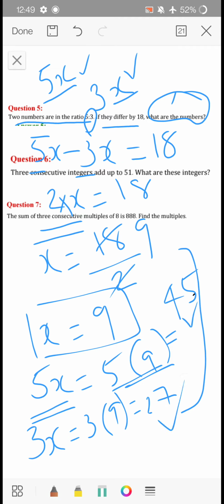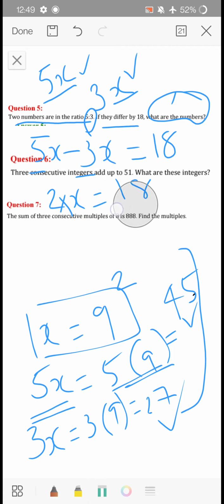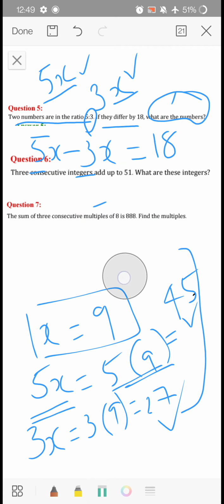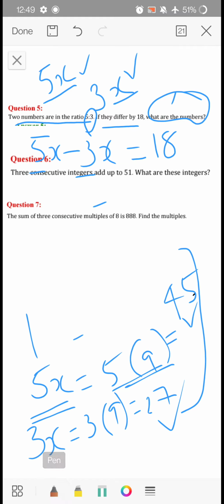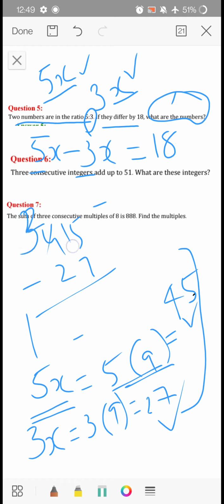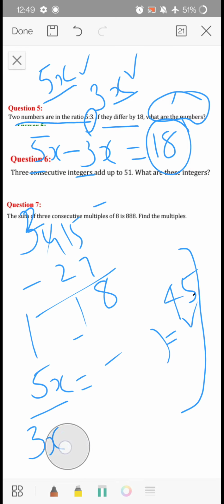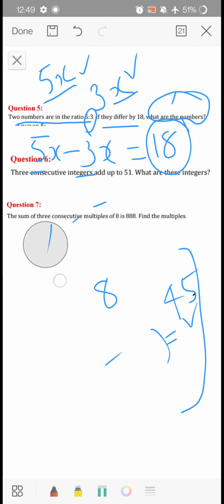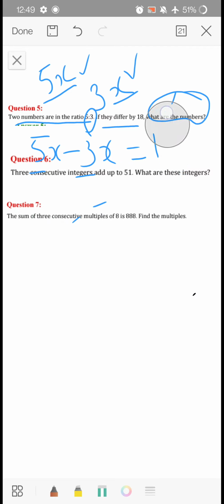If you want to check your answer, you can check it by subtracting these two numbers. So let's subtract it. 45 minus 27. So 15 minus 7 is 8 and 3 minus 2 is 1. See, you got 18, and you should get 18 by solving this. So this is how you will solve this question. Moving on to the next question.